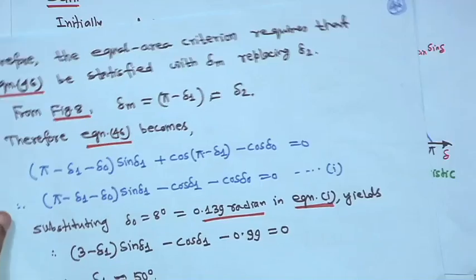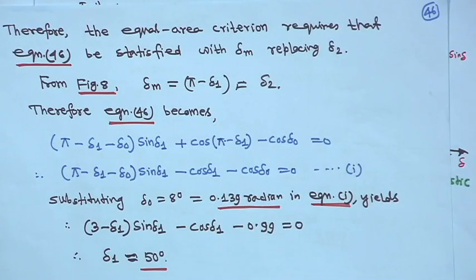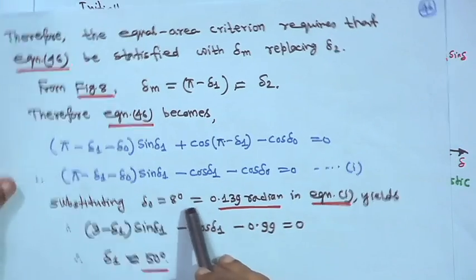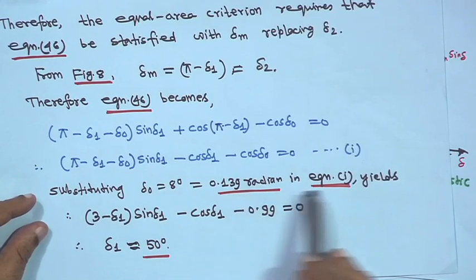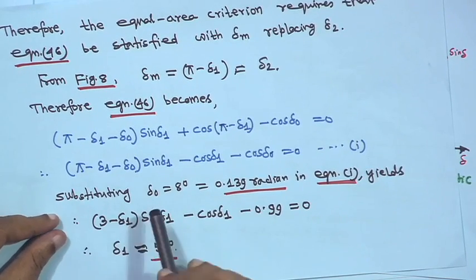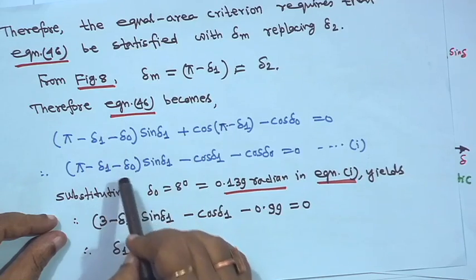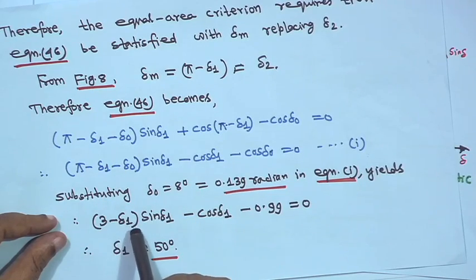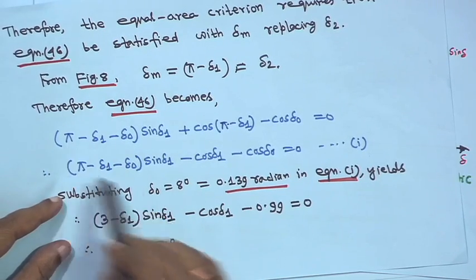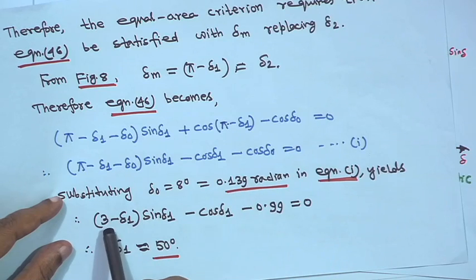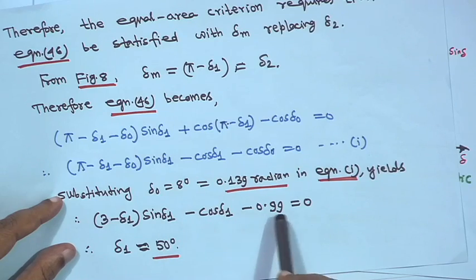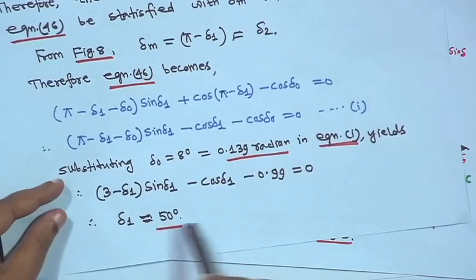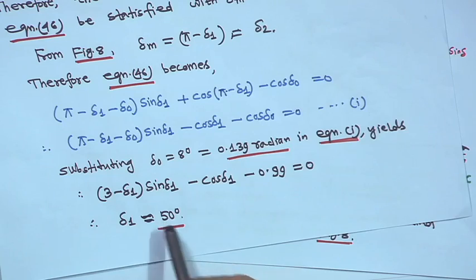Now, delta 0 is equal to 8 degrees, which is 0.139 radian, approximately 0.14. If you put all these values, you get 3.14 minus delta 1, approximately, into sin delta 1, minus cos delta 1, minus 0.99 is equal to 0. Then delta 1 is approximately 50 degrees.